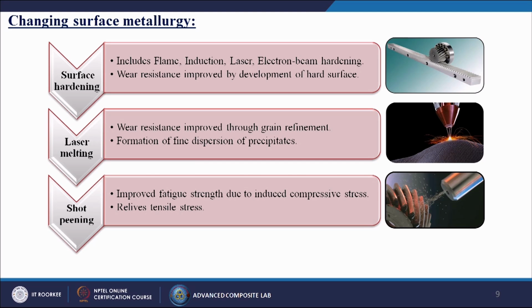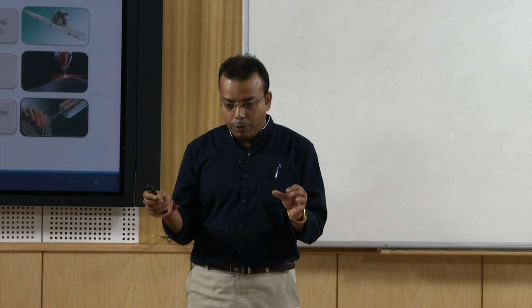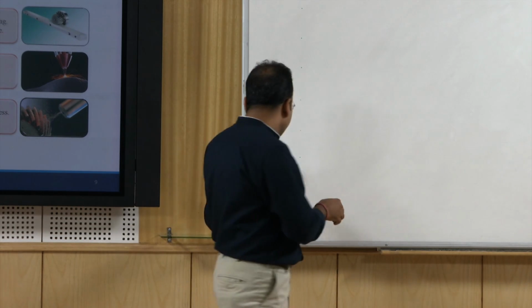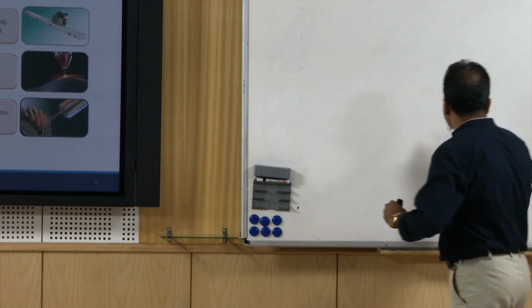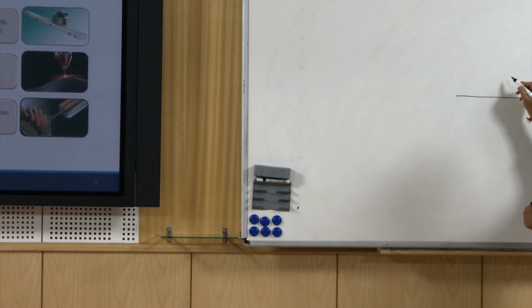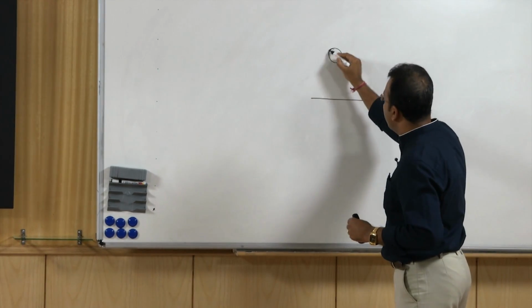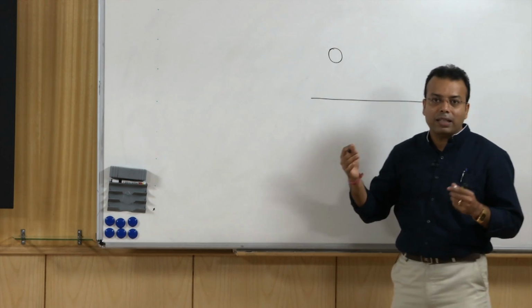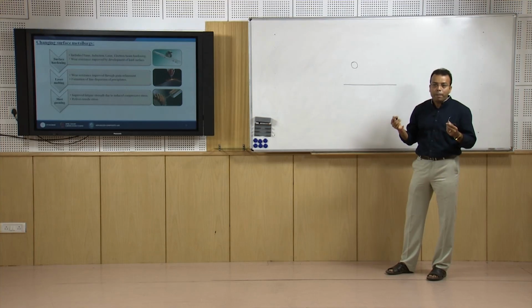Second is called laser melting, which I have already discussed, by which we can increase the wear resistance and form fine dispersions of the precipitates. And the last one is called shot peening. Shot peening is nothing but, I can give you one example. Suppose you have one surface and on top of that surface you have some balls, either made of ceramics or some kind of metals.